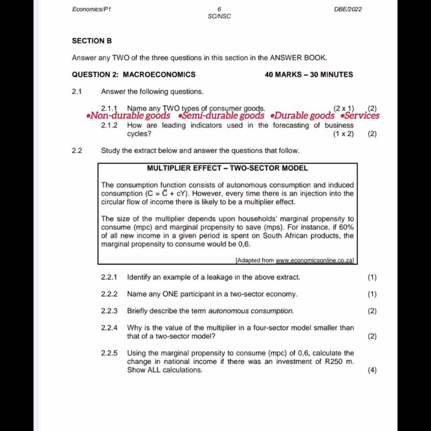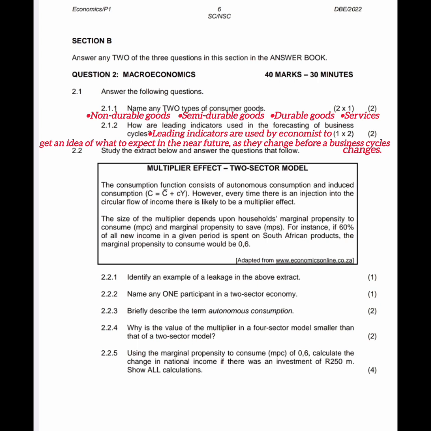And then 2.1.2, how are leading indicators used in the forecasting of business cycles? So leading indicators are used by economists to get an idea of what to expect in the near future as they change before a business cycle changes. Another one we can say, they give consumers, businesses, and the state a glimpse of the direction in which the economy might be moving. As you can see, this question is part of our business cycle chapter, right?